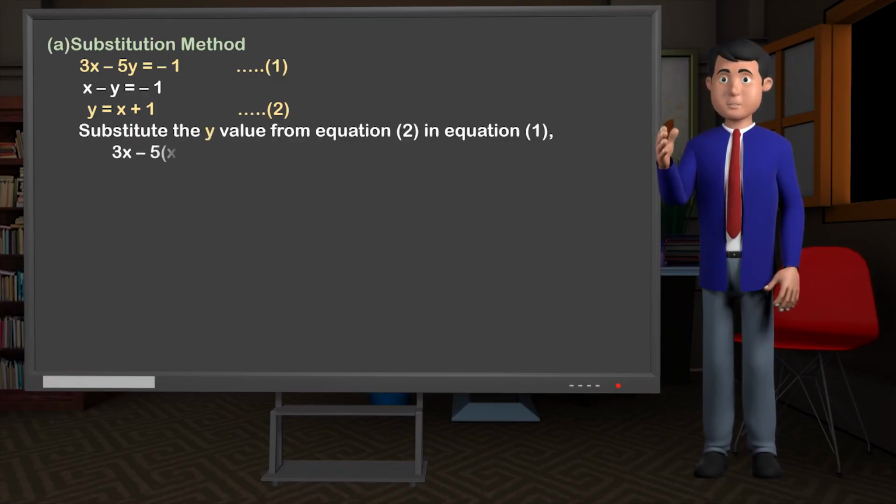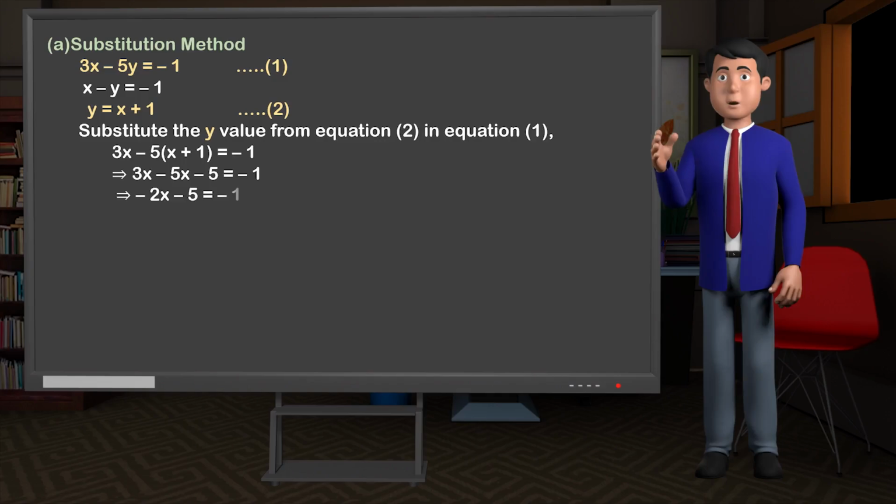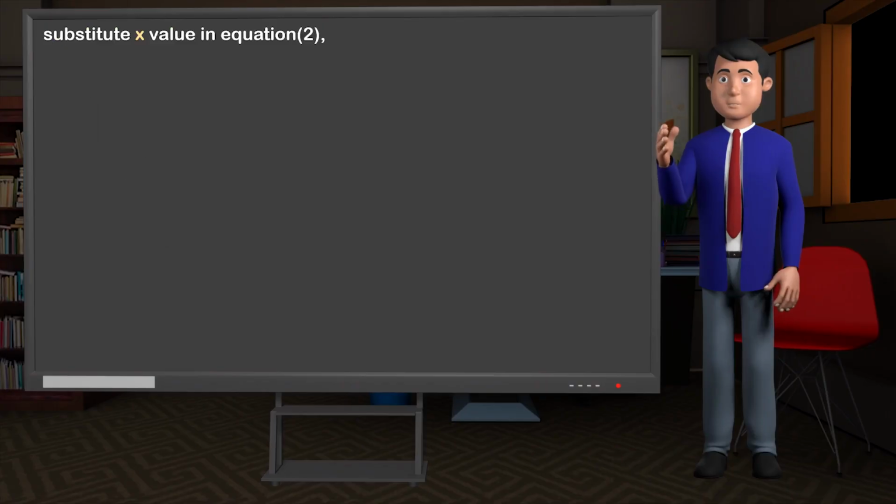3x minus 5 into (x plus 1) is equal to minus 1, which implies 3x minus 5x minus 5 is equal to minus 1, which implies minus 2x minus 5 is equal to minus 1. Transposing minus 5 to the other side, minus 2x is equal to 5 minus 1, which implies minus 2x is equal to 4, which implies x is equal to 4 by minus 2, which implies x is equal to minus 2. Substitute x value in equation 2.